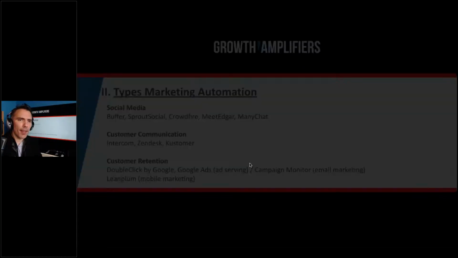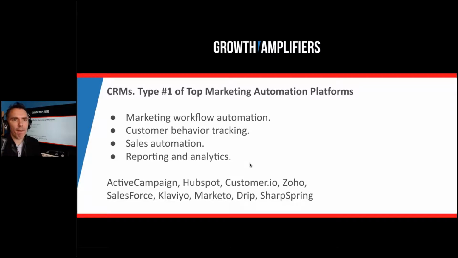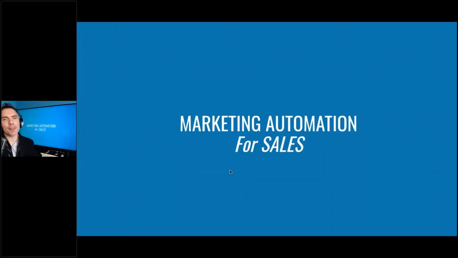But now, as discussed, we're going to dive in deeper to one of the most popular, and that's the CRM. And the CRM platforms can help with marketing automation, workflow, customer behavior tracking, sales automation, reports, and analytics. So web software like ActiveCampaign, HubSpot, Customer.io, Zoho, Salesforce, Klaviyo, Marketo, Drip, SharpSpring, those are all great examples. And my presentation is going to shift now a little bit as it goes into this more in depth.